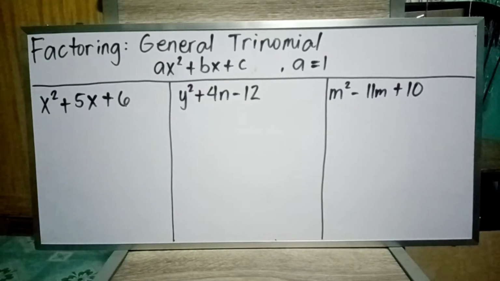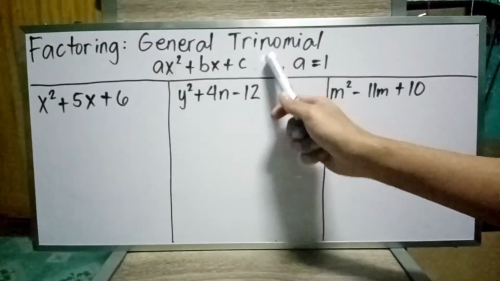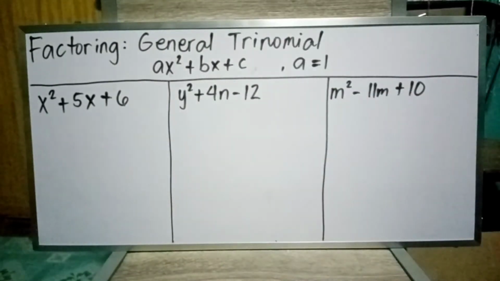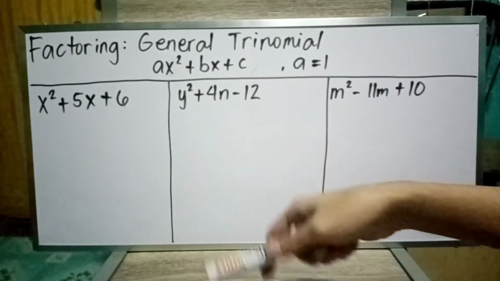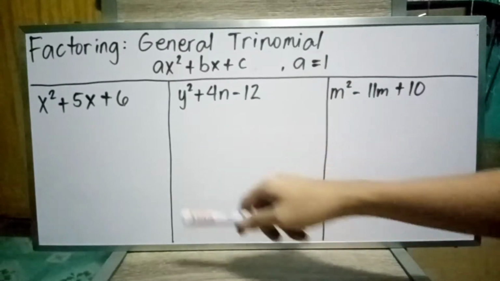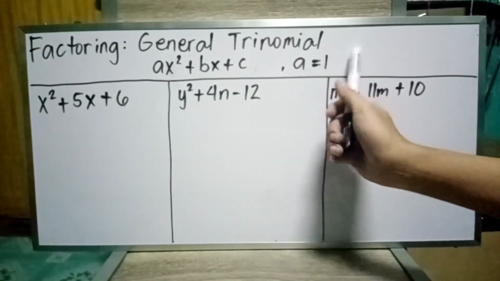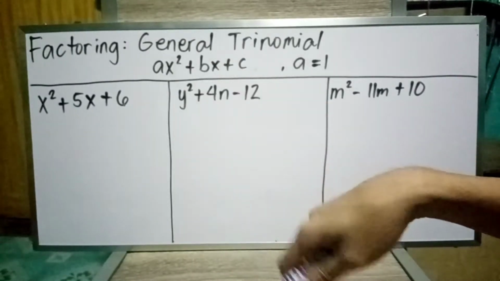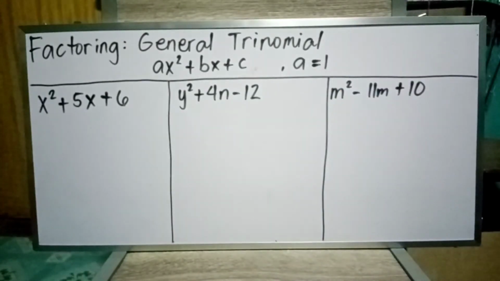So, for today, we're going to talk about factoring. Factoring of general trinomials. Last time, we discussed factoring of perfect square trinomials. But this time, we're going to factor general trinomials: ax squared plus bx plus c, wherein a is equal to 1. Ibig sabihin, the coefficient of x squared is 1. So how to do this?